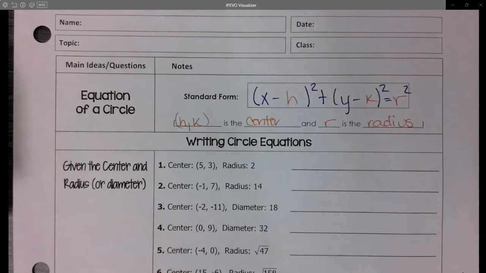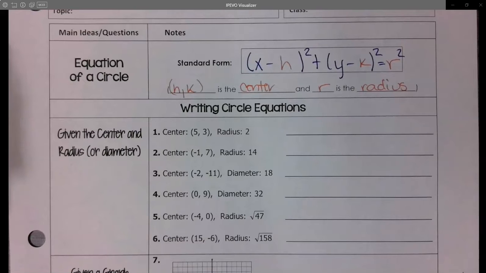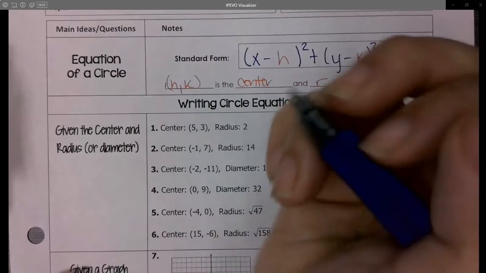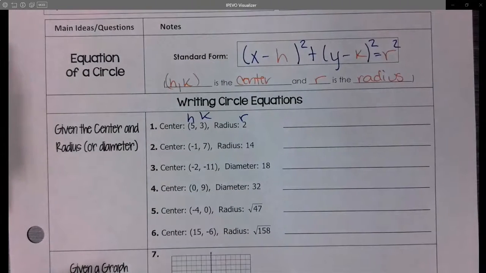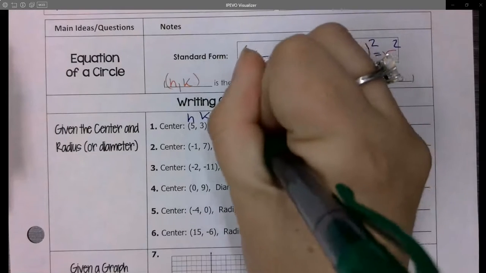Okay, so on the first 6 problems, I want to go ahead and write my equations for these. They give me a center, and they either give me a radius or a diameter. So if I have a radius, I have my h and my k, my radius is r. So I just want to go ahead and plug these in. First thing I want to do is find r squared.